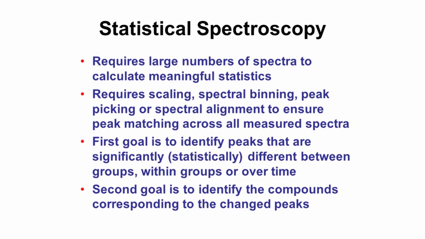So the central goal in statistical spectroscopy, which is different than deconvolution, is to identify peaks or regions that are statistically different, statistically significant between different groups, within groups, or over time, as measured with this large collection of spectra. If you found statistically significant groups or peaks or regions, then the next goal in statistical spectroscopy is to try and identify the compounds corresponding to those changed peaks. So in some respects, this is almost the reverse of what we do with deconvolution.